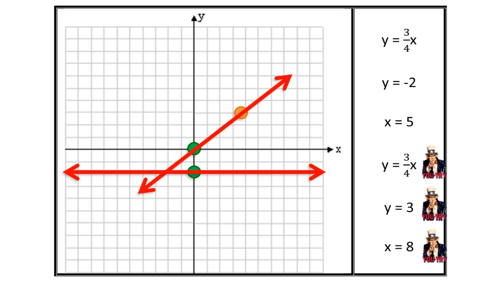For x equals 5, I'm going to find my x-intercept, which is going to be at 5. I'm going to plot it. This is an undefined slope, so it automatically is going to have a vertical line. On your own, try graphing the other 3 examples.